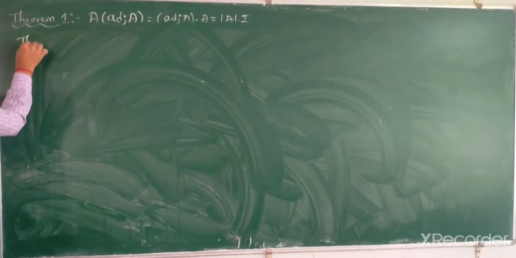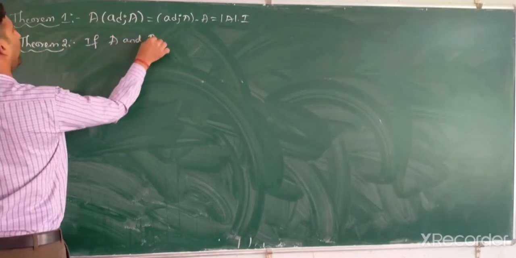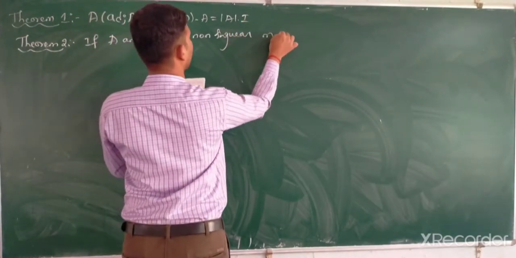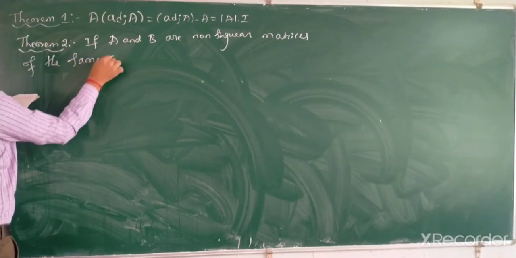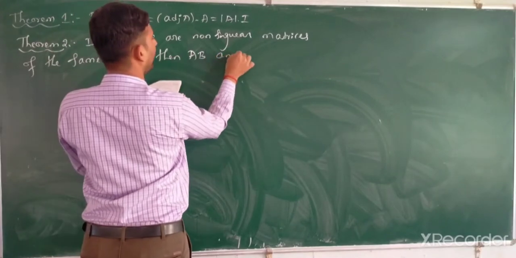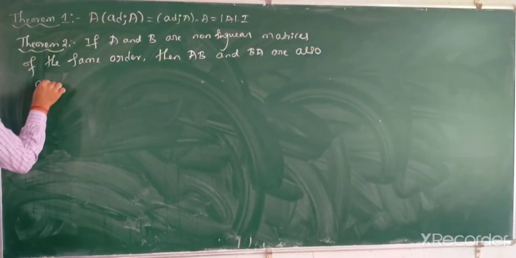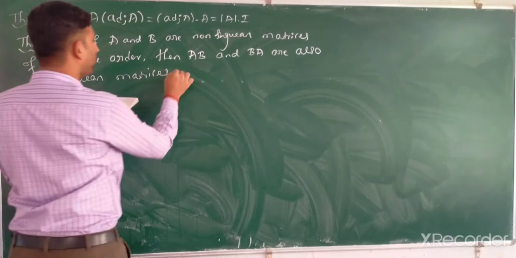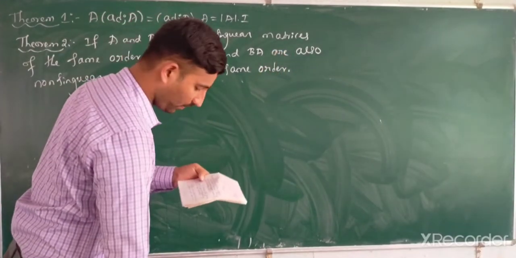But theorem number 2, just to write down: if capital A and capital B are non-singular matrices of the same order, then AB and BA are also non-singular matrices of the same order.